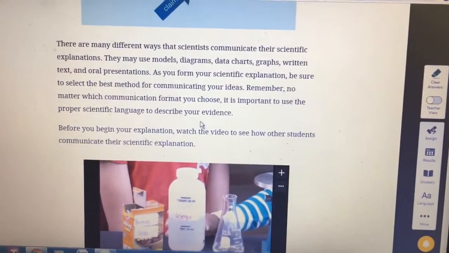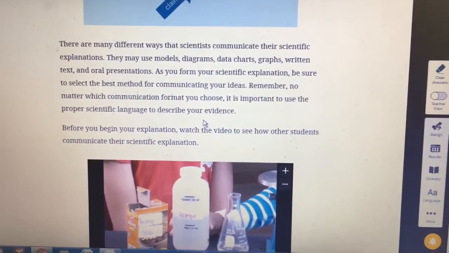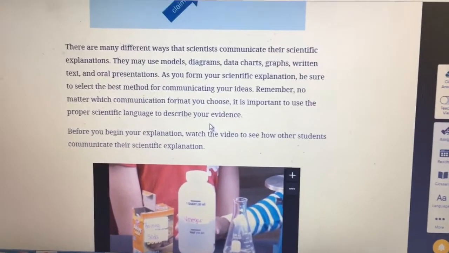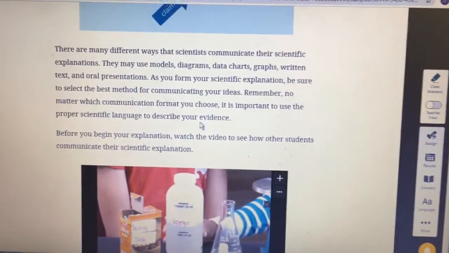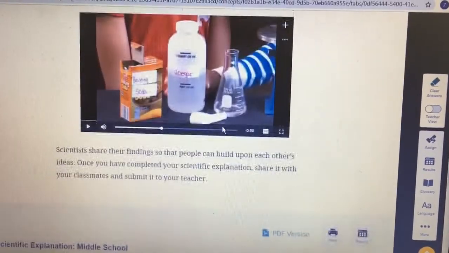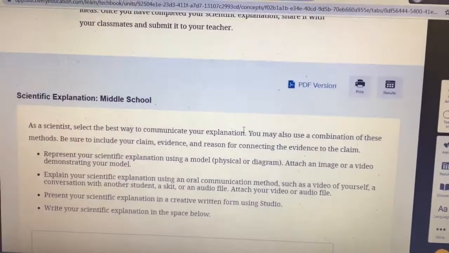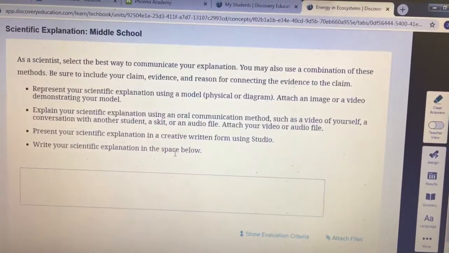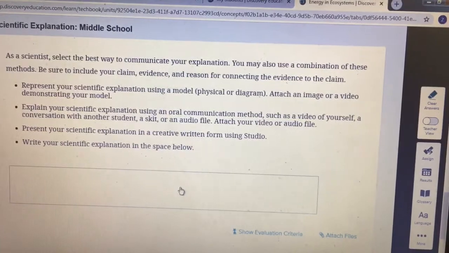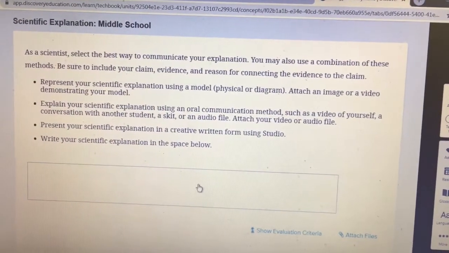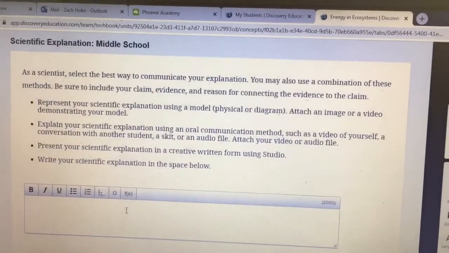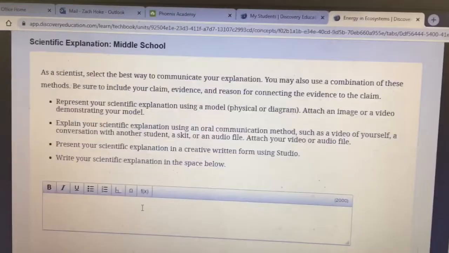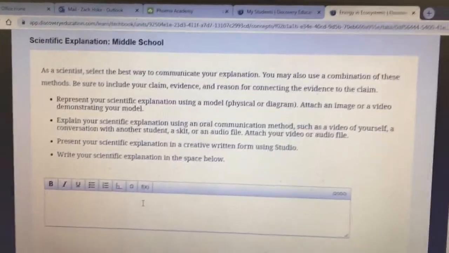Again, there are many ways to do this. Models, diagrams, data charts, graphs, written text, and oral presentations. Really, the only thing you have to do, you don't even have to watch this video right here, is make a claim, make a statement about the question, provide evidence, and then explain that evidence and how it supports the claim, which will help you answer the question.